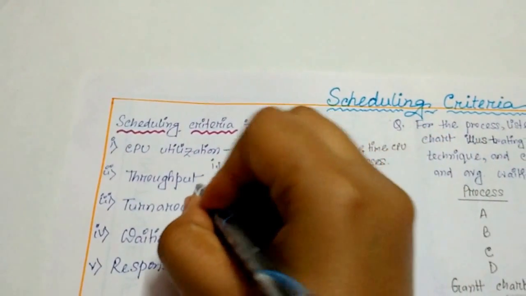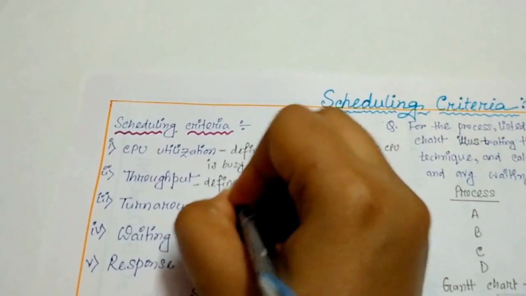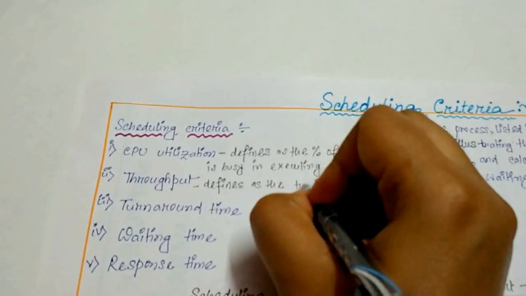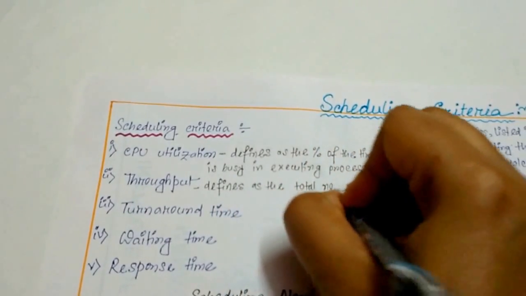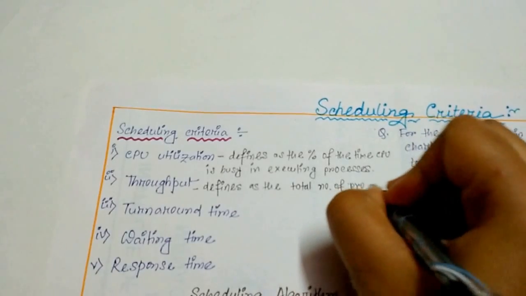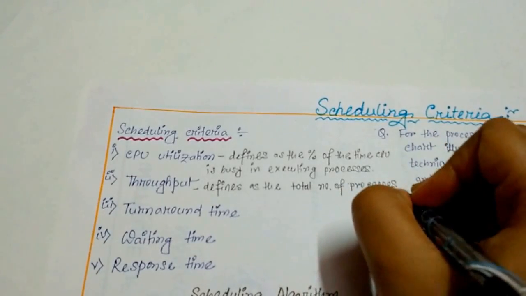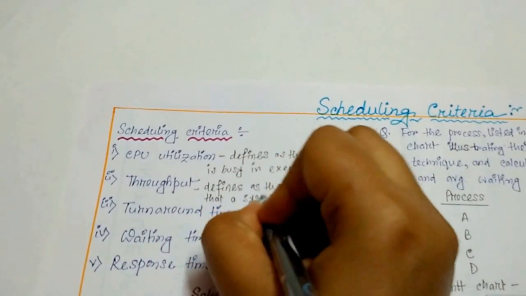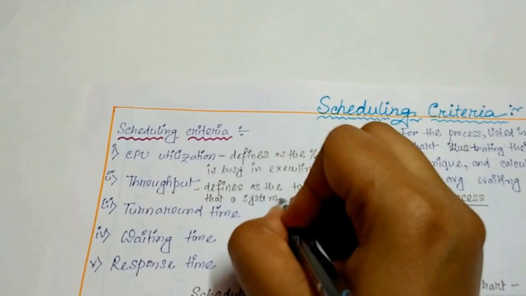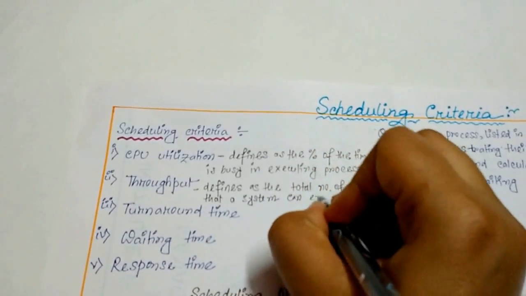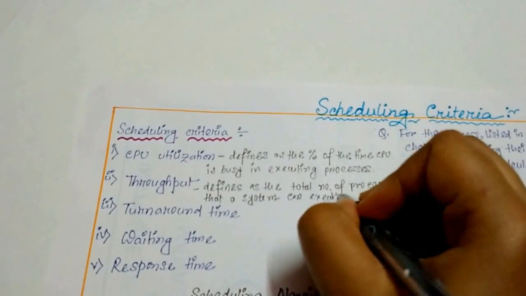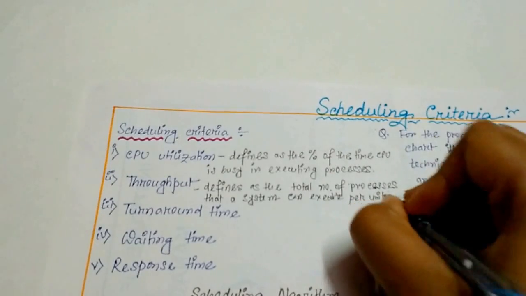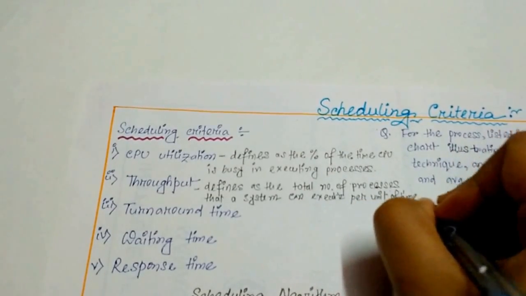So, it is defined as the total number of processes that a system can execute per unit of time.